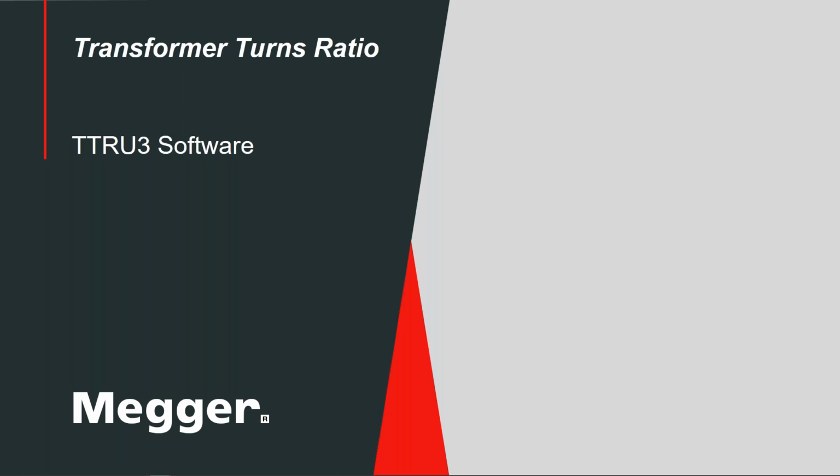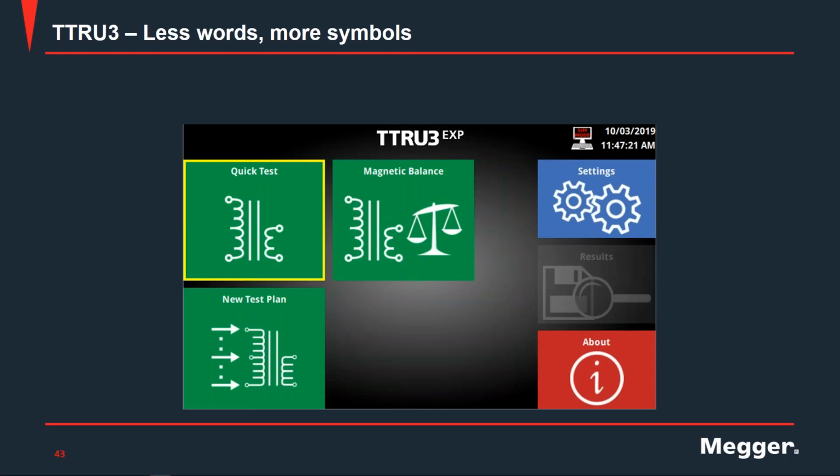Which brings us to the software. So not only do we have hardware that makes it easy for you to see if you are connected to the transformer properly, we also have software which uses fewer words and more symbols, which means that it is a lot easier to get trained on this device. And we have made the software that runs on the PC and the 7-inch display identical. So you don't have to spend a lot of time learning how to use two different interfaces. You can learn it on the PC and then start using the 7-inch display right away.